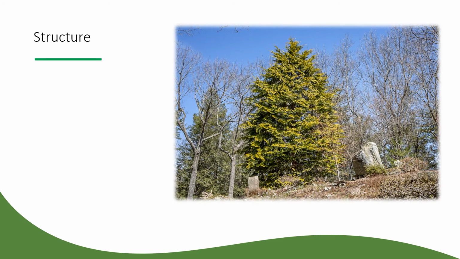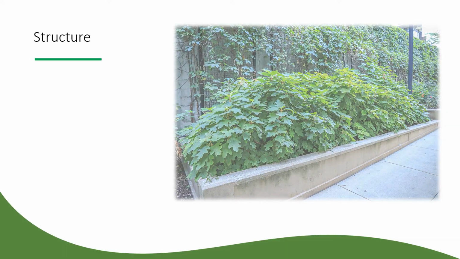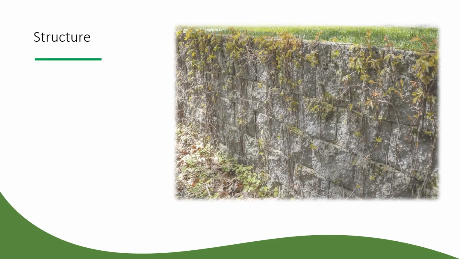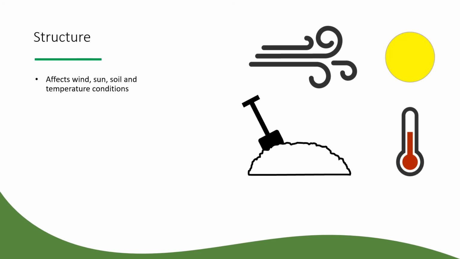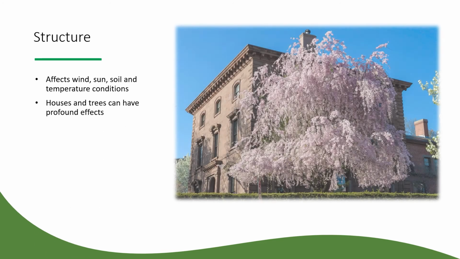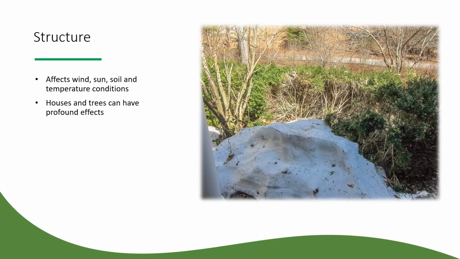Structure. Trees, shrubs, slopes, outcroppings, hollows, buildings, fences, eaves, and walls make up the structure on your site. Structure can affect wind, sun, soil, and temperature conditions, and all these can affect plant selection and placement. Structure can be especially relevant when it is large. Houses and large trees can have profound effects on sun and wind patterns, and in some climates can be responsible for large amounts of snow or rain shedding off the edges.